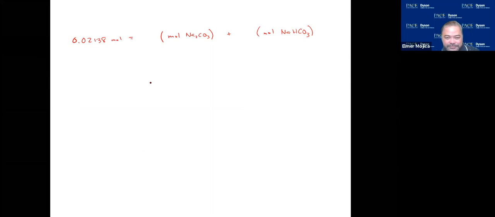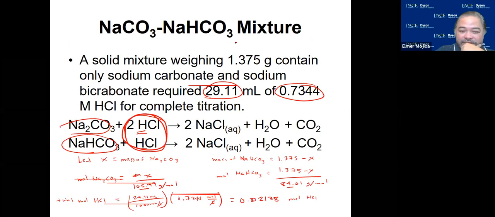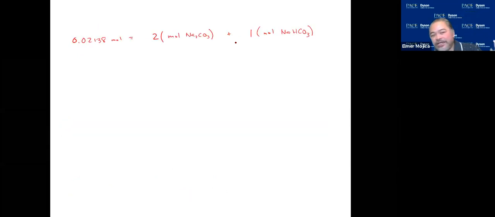Anyone? So no one wants to guess. So I put the 2 here, and this is understood as 1. I don't need to put the 1. Why? Because based on the reaction of the total HCl that I have here, 2 of them come from reacting with sodium carbonate, and 1 of them comes from reacting with sodium bicarbonate. Does that make sense?